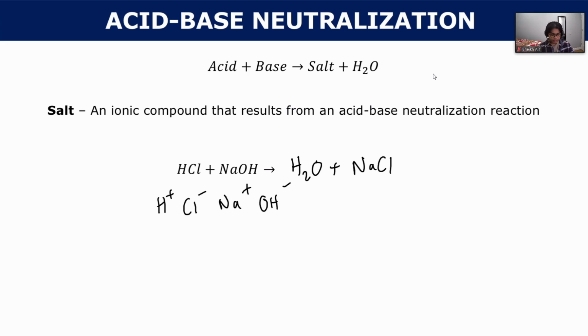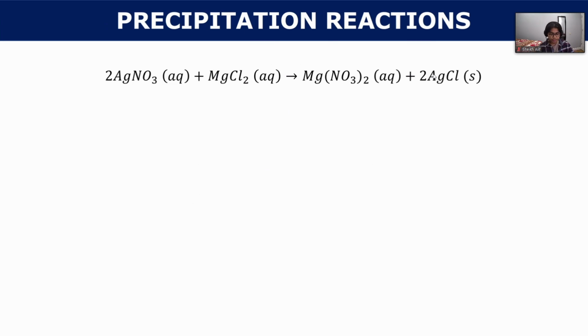The next double displacement reaction that we're going to look at are precipitation reactions. I want you to take a look at this reaction right here, where we're taking aqueous AgNO3 and aqueous MgCl2, and aqueous just means that they're dissolved in water, of course. You do that double displacement reaction, you get something aqueous, but interestingly, the second thing that we get is a solid. That's symbolized by the S right here.